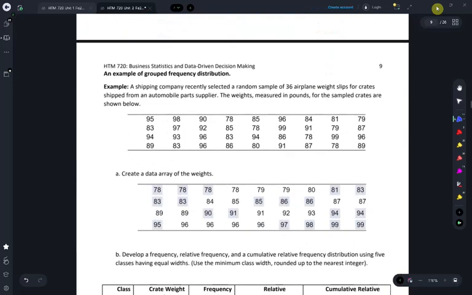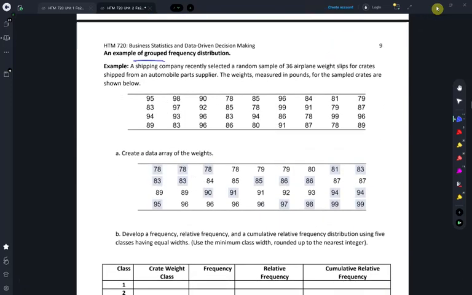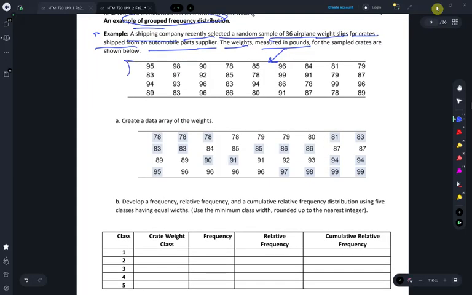Let us see another example of a grouped frequency distribution this time and why that would be useful. In this example, a shipping company recently selected a random sample of 36 airplane weight slips for crates shipped from an automobile parts supplier, and the weights, measured in pounds, have been provided here. What we notice is that if we wanted to analyze this data set, our consideration was, should I use a grouped or an ungrouped frequency distribution?